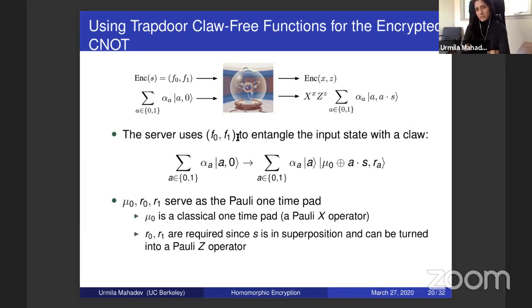Any more questions? So this collapsing will be done as part of the homomorphic operation, right? Yes. Yeah, so this is one step of the homomorphic computation. This encrypted C0 operation is part of the homomorphic computation. And to do the encrypted C0 operation, he uses the TCF pair to entangle his state with the claw.